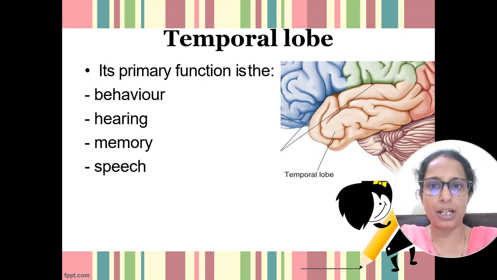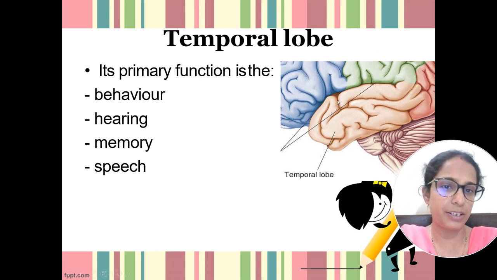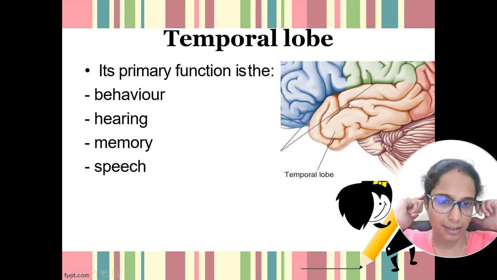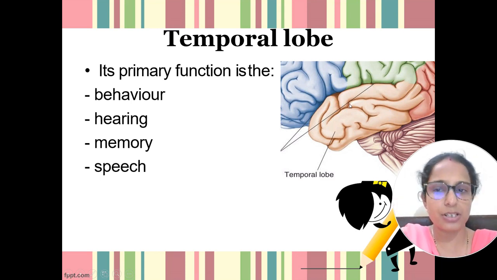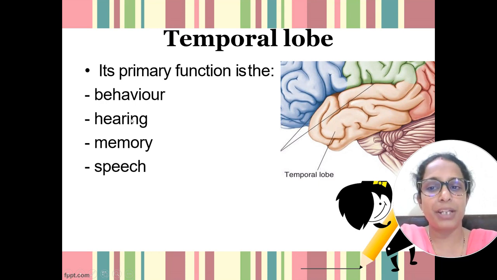Now we are moving to the temporal lobe. Where is the temporal lobe? This is frontal, this is parietal, and these areas are the temporal regions. In the temporal lobe, its primary functions are behavior, hearing, memory, speech. All these things are controlled in our temporal lobe area.